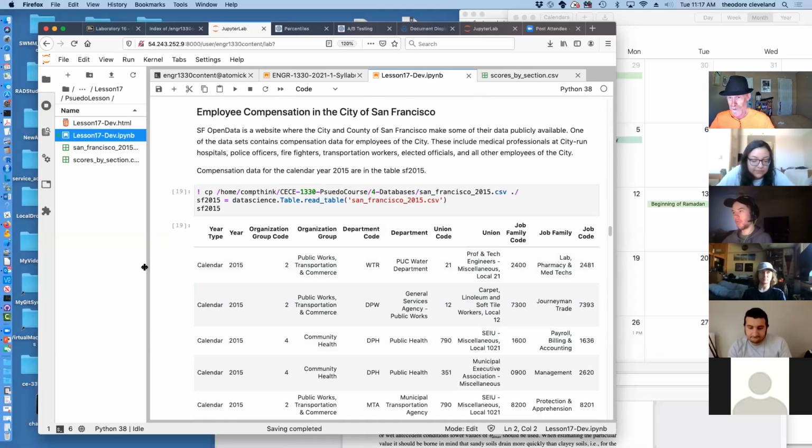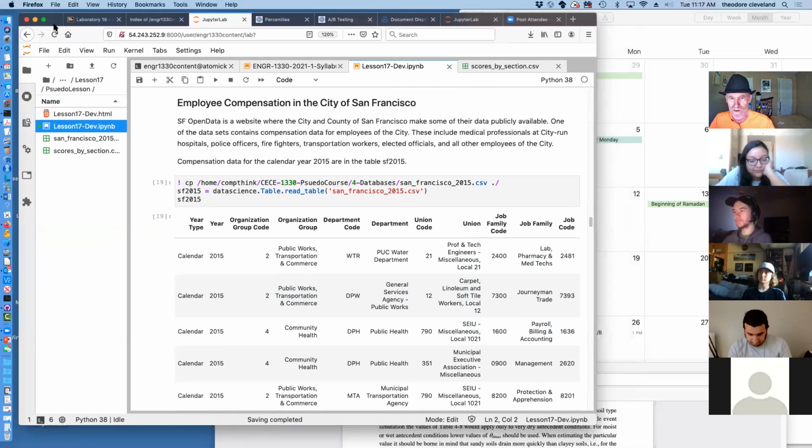So we're going to look at how much people get paid in the city of San Francisco. The numbers might surprise you because these are circa 2015, and they might make you want to move to San Francisco until you realize that you can't afford to live there at any price. San Francisco Open Data is a website where the city and county of San Francisco make some of their data publicly available. One of the data sets is compensation data for employees of the city. These include medical professionals at city-run hospitals, police officers, firefighters, transportation workers, elected officials, tax collectors, and so on, and all other employees of the city.